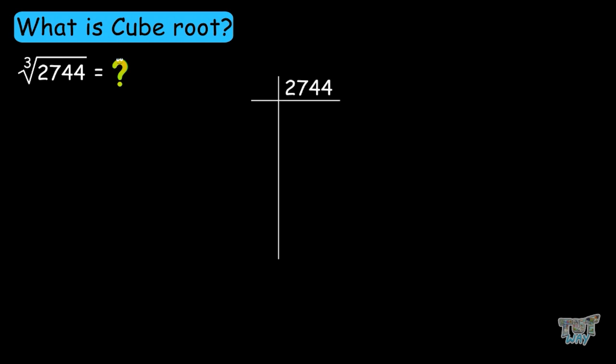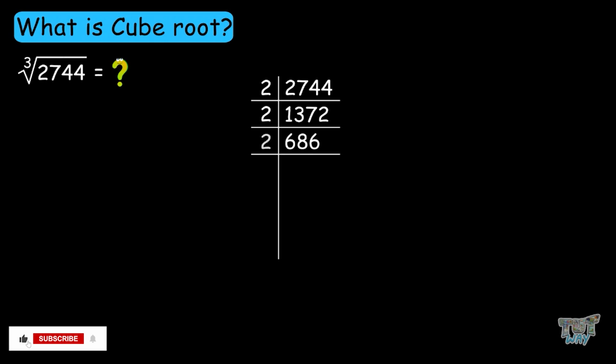First, let's divide with 2, because 2 is the smallest prime number that will divide into this number. Now we can divide it again by 2, because 1372 is divisible by 2. We can divide it again with 2, and we get 343. This is not divisible by 3, 4, 5, or 6. It will be divisible with 7.